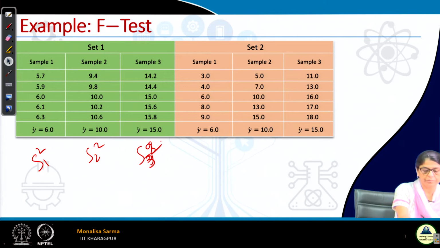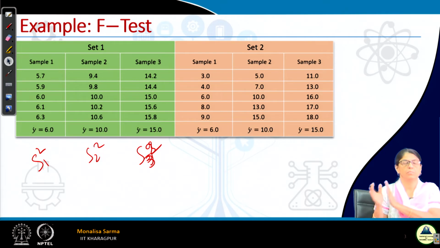Okay. So, how many? 1 2 3 4 5, n is 5. So, n minus 1 s 1 square plus n minus 1 s 2 square plus n minus 1 s 3 square divided by how much? n minus 1 plus n minus 1 plus n minus 1, that is n minus a, n minus 3. So, that way we will get MS error. Similarly, we can find out the MS treatment.